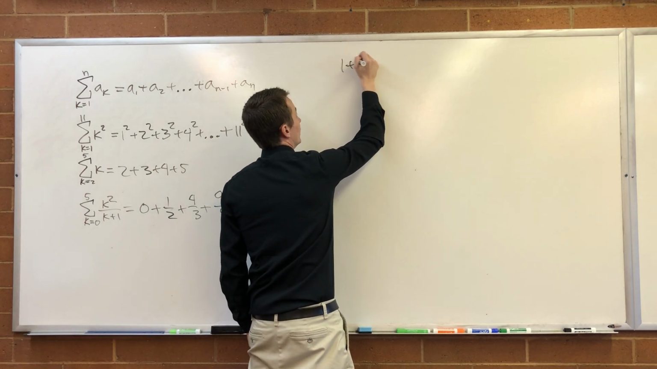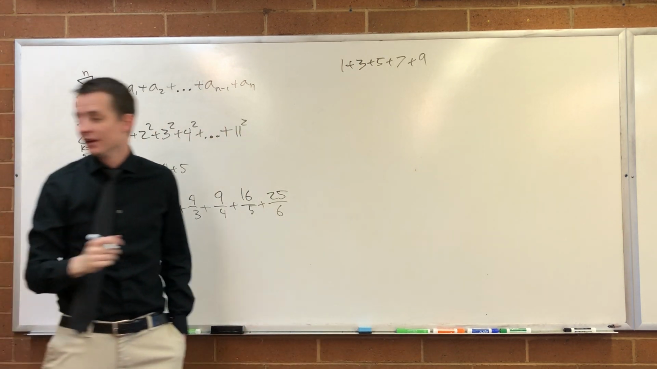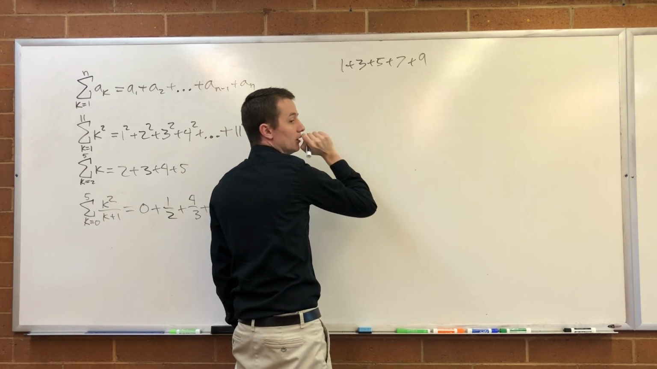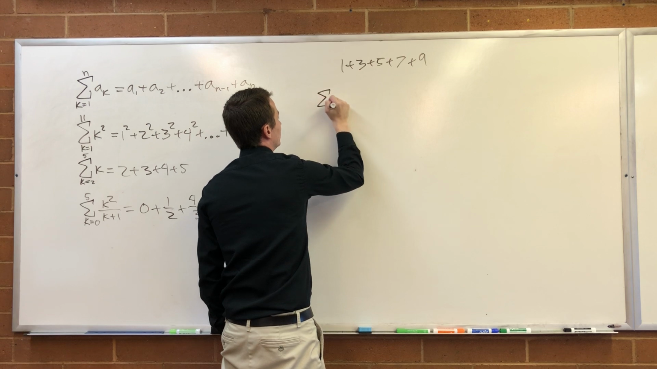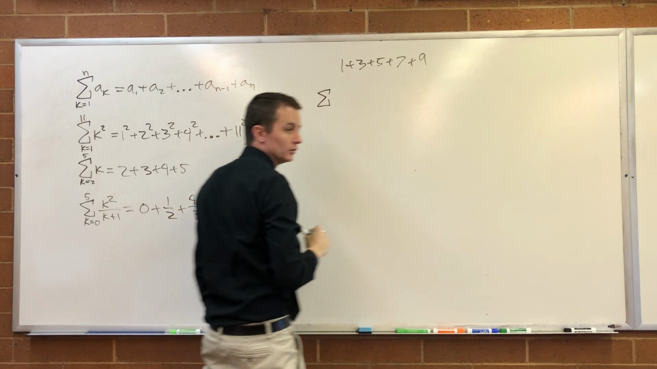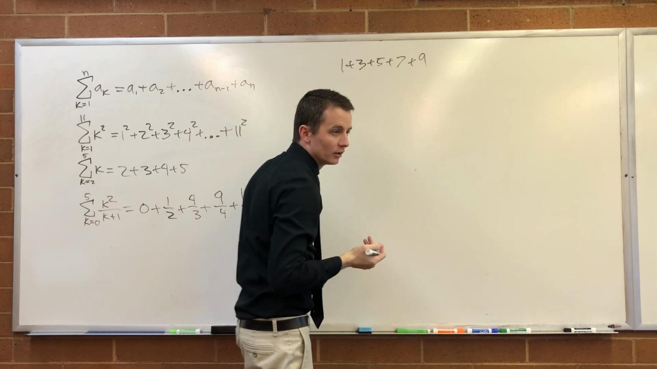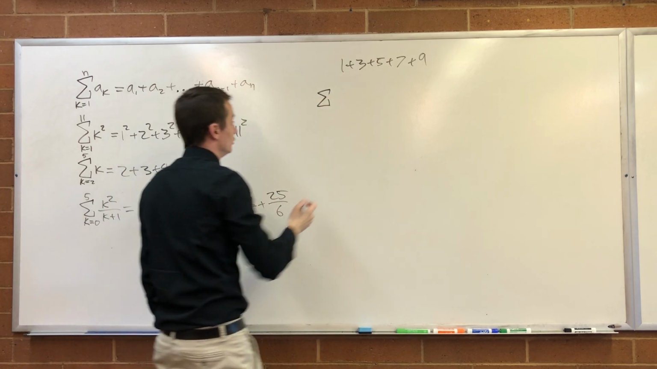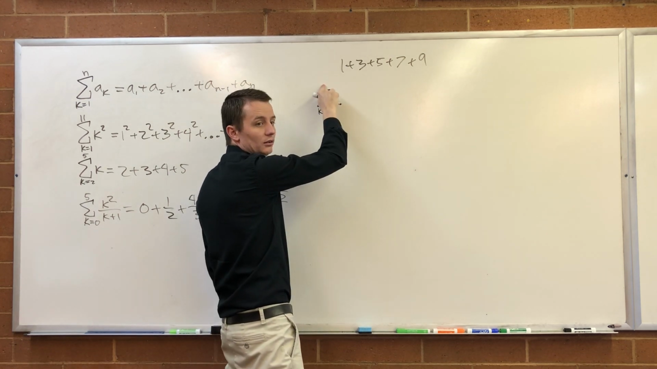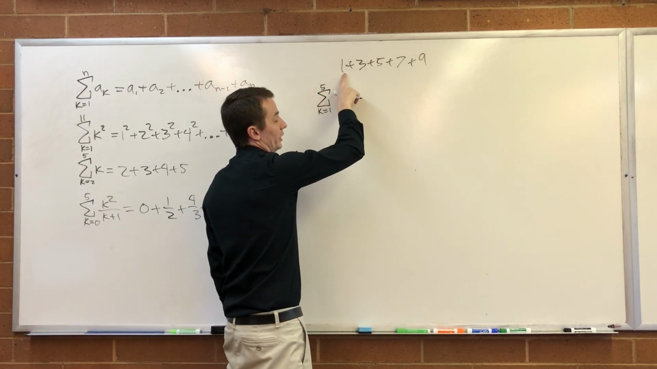So let's say I'm looking at 1 plus 3 plus 5 plus 7 plus, I'm not sure where he stops. I think he stops at 9. So how can we represent this in sigma notation? Let's see how many terms we have: 1, 2, 3, 4, 5. I have 5 terms. So wherever I put my start and end point, we need to have 5 terms. What should we start our k with? K equal to 1. If I start with k equal to 1 down here, then where do I need to end? K equal to 5.